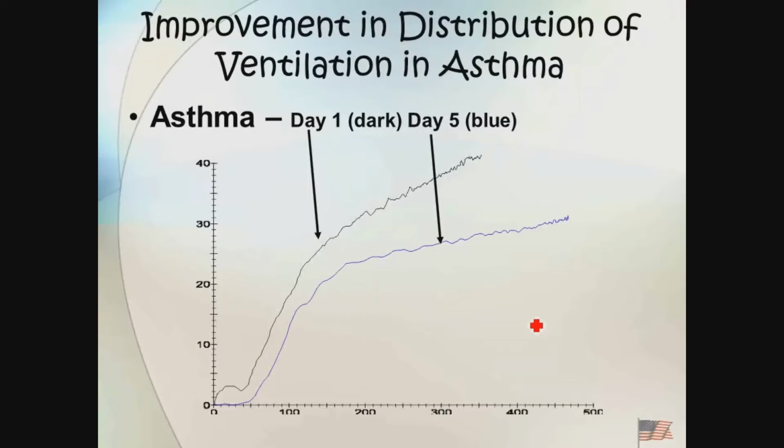Looking at the slope of phase 3 here, you can see that on day 1 it's a steep portion of that curve, meaning a maldistribution of gas elimination. The lung isn't emptying equally. Once I bronchodilate them, you can see it's a much more stable line in the process.